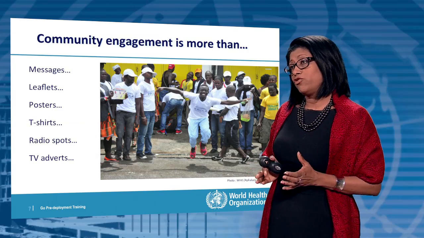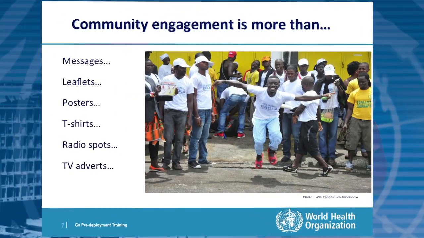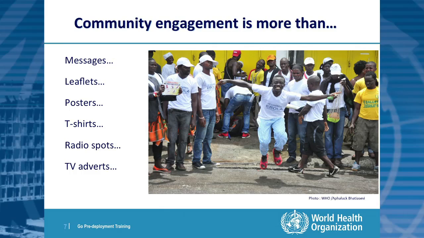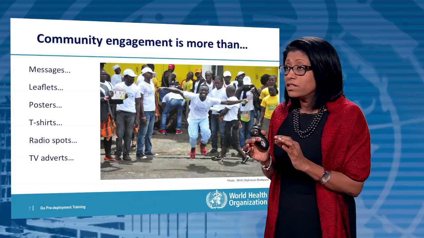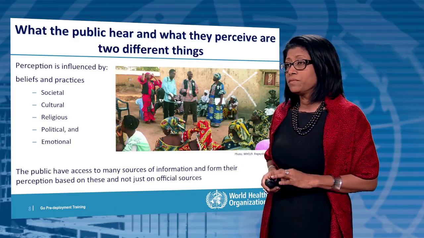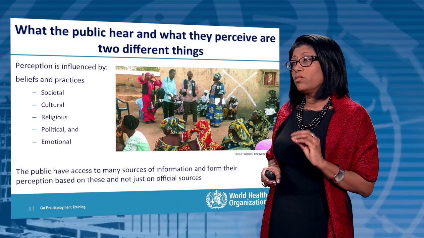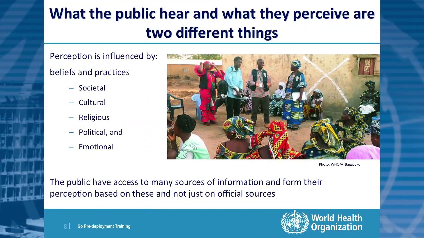So community engagement is really much more than producing messages, leaflets, posters, t-shirts, radio spots, TV adverts. All of these are channels and tactics and tools to reach communities. But engagement is much, much more than that. What the public hear and what they perceive are 2 different things. This is a very, very important concept in communicating risk before we can understand how we can engage communities.